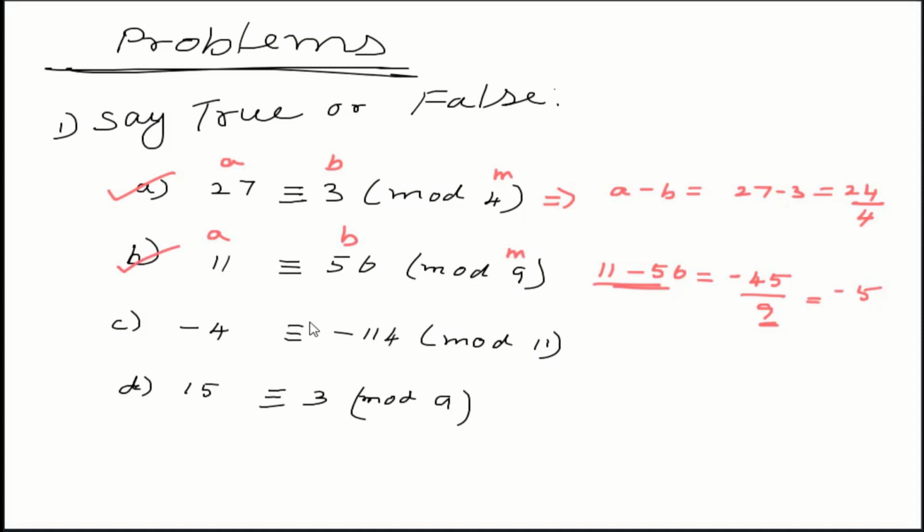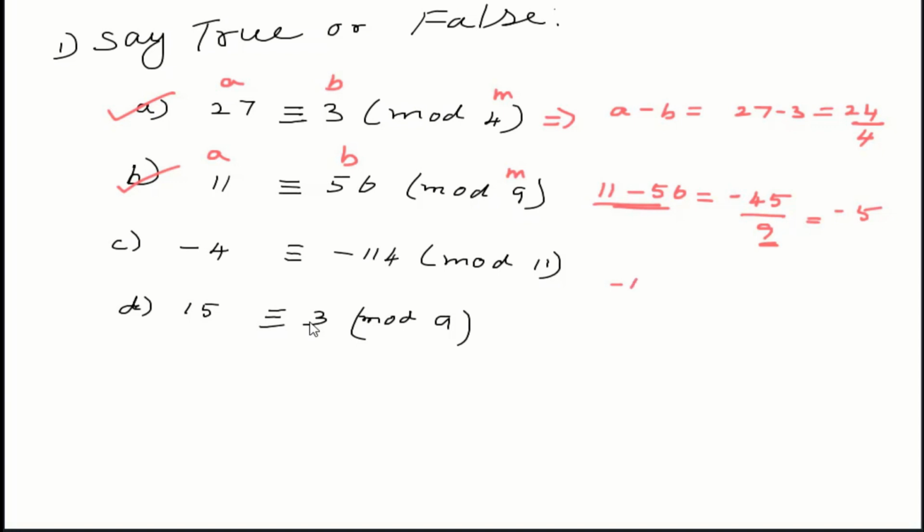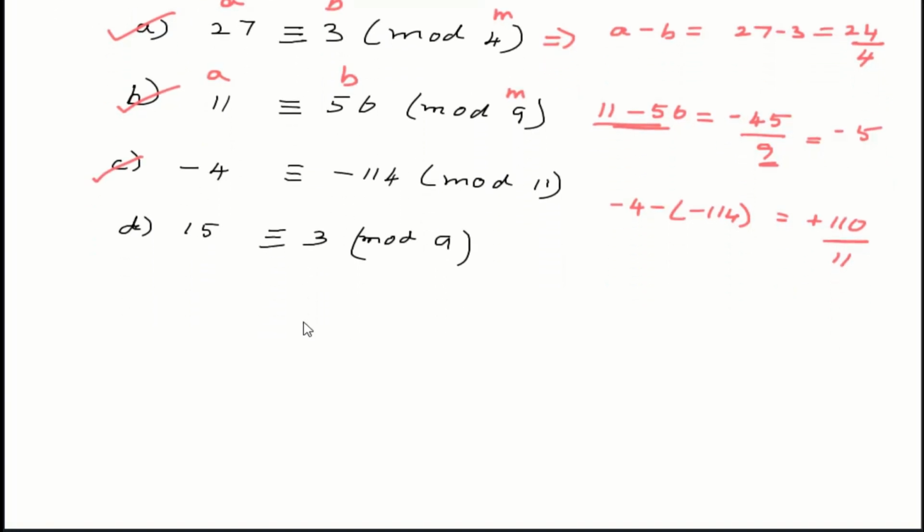Next we move on to the next one. a is minus 4 and b is minus 114. That is positive 110. Positive 110 is divisible by 11, so this statement is also true. Now we'll move on to the last one, 15 minus 3. 15 minus 3 is 12. 12 is not divisible by 9. We get a remainder, right? So the statement is false.